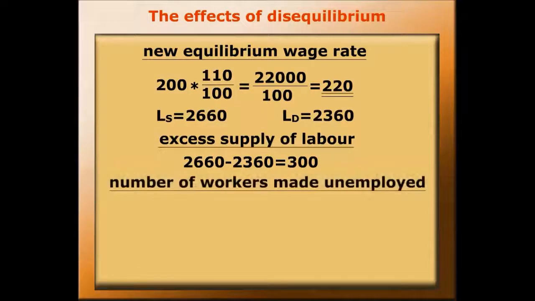However, the number of workers who will actually be made unemployed is the old equilibrium LD minus the new LD. 2,600 minus 2,360 equals 240. So we can expect that some people who were working in the industry will no longer have a job. So we can use simultaneous equations to examine labour market equilibrium, but they're also useful for establishing the effects of disequilibrium.